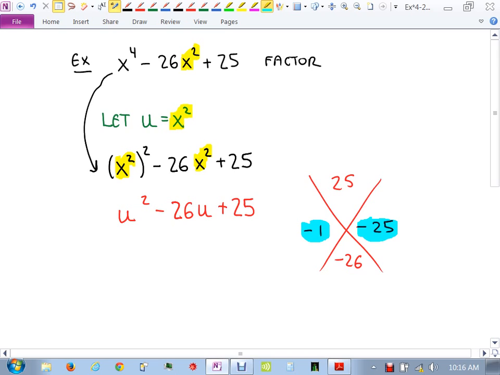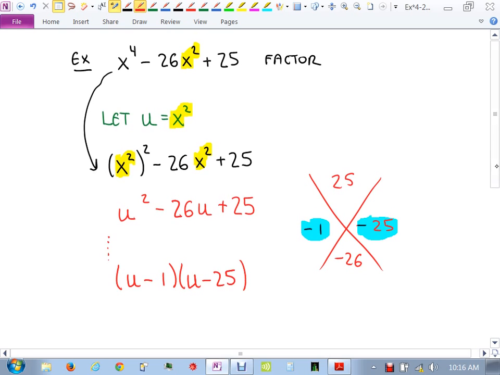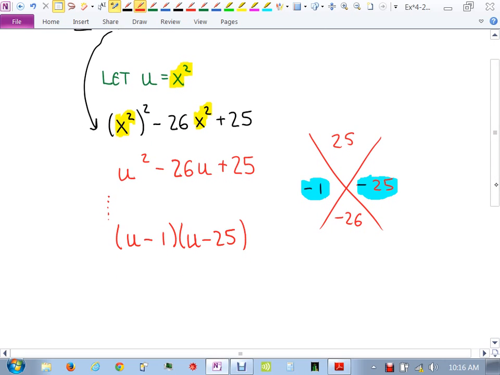Then you go through your step of grouping or whatever it is, however you know or were taught to go from that to the next step. And you eventually, so I should probably put ... here. ... meaning whatever steps you need, you take it to the point where it's u minus 1, u minus 25. Right? Now you switch back. That's right.